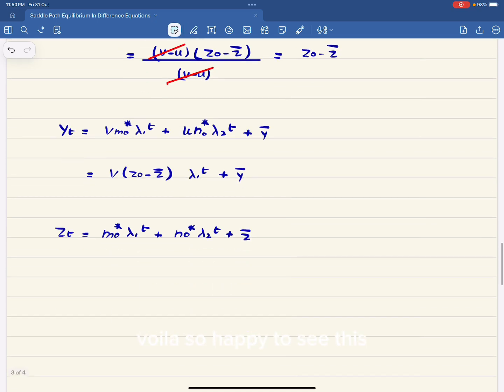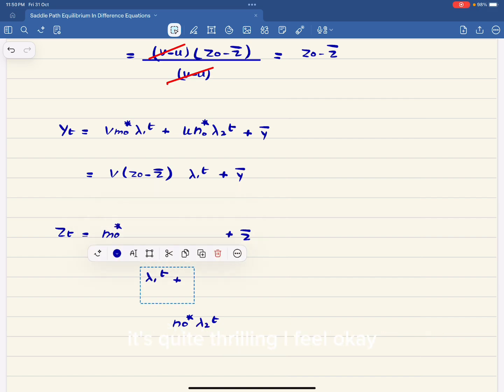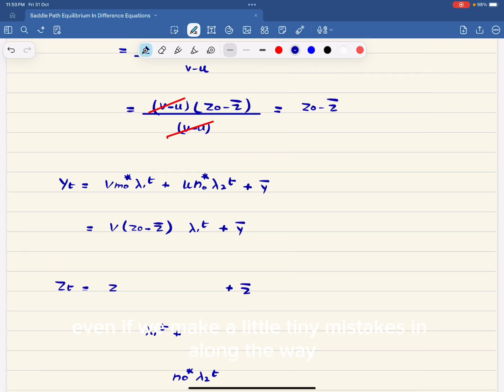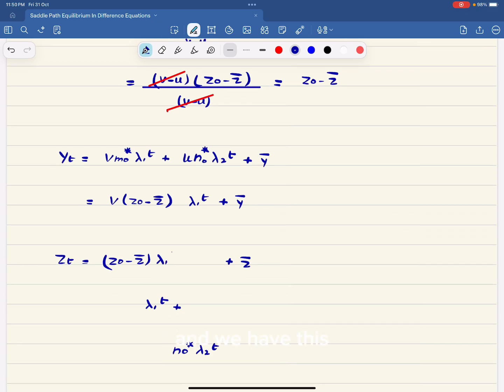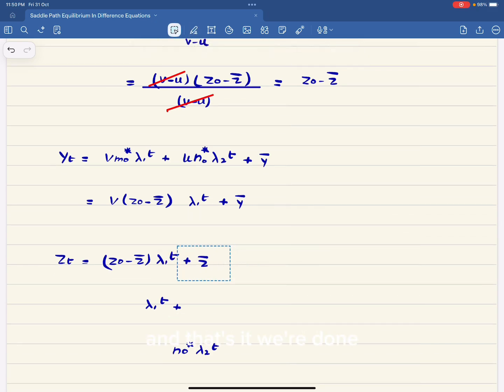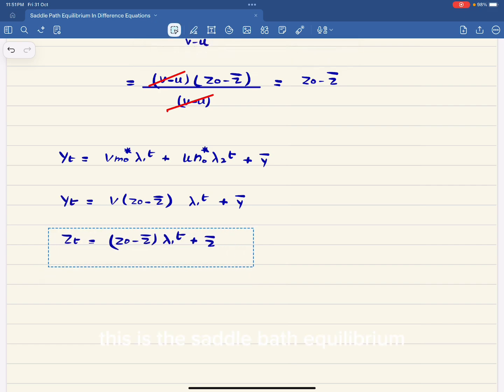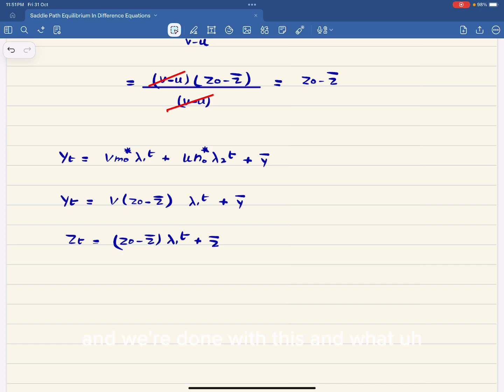Voila. So happy to see this. And this is why mathematics gives me a lot of joy, because when you do end up with the right answer, it's quite thrilling, I feel. Okay. Even if we make a little tiny mistakes along the way, it's fine. Okay, this goes here, and we have this, and that's it. We're done. So this is the saddle path equilibrium, and we're done with this.